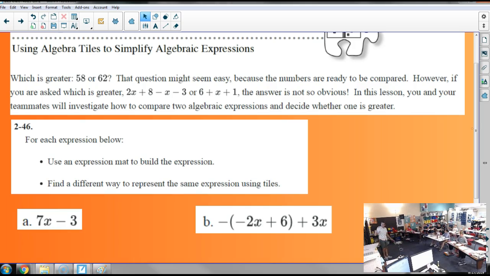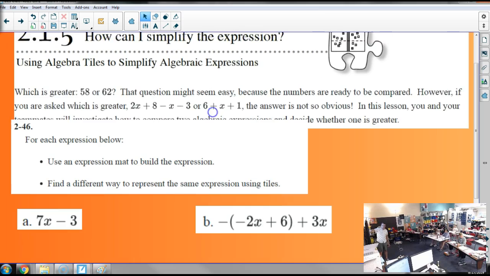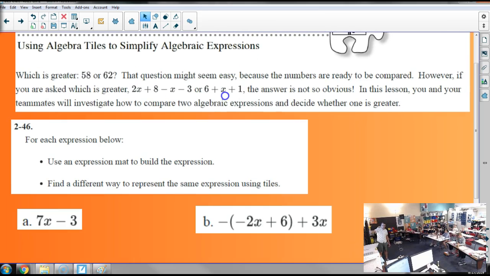But if somebody asked you which is bigger, 2x plus 8 minus x minus 3, or 6 plus x plus 1? Well, this one has 7 and an x. This one has an x, but it has an 8 and a negative 3, so it's got 5. What's the issue with trying to compare these two expressions with each other right now? Patrick?